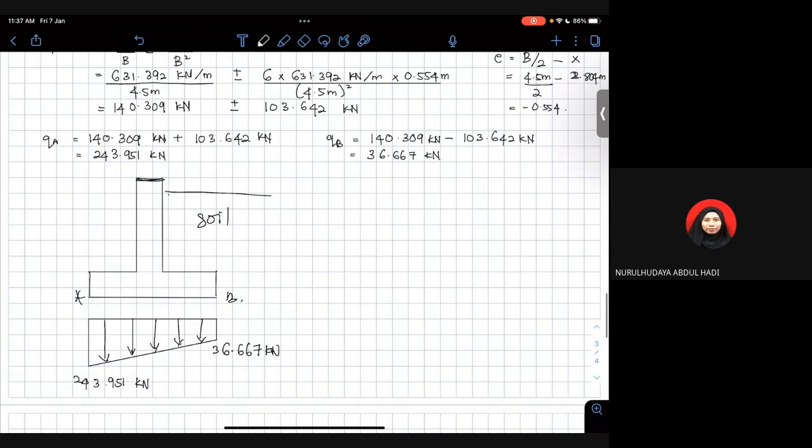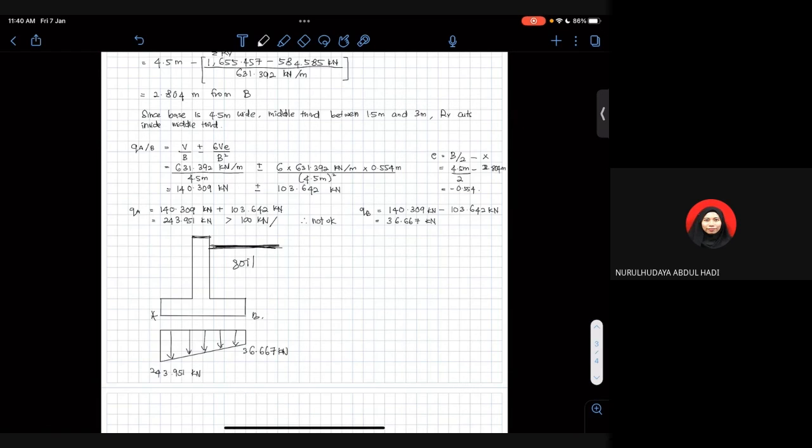You tengoklah antara QA dengan QB mana lagi besar. Obviously QA ni lagi besar. Dia dah terlebih daripada 100. Tak kisahlah dekat QA ke QB ke, dekat any point of the soil tak boleh lagi besar daripada 100 kN. Not okay. I end the class here.